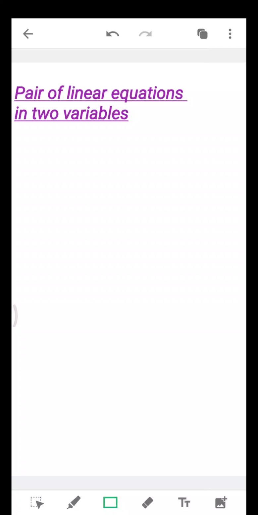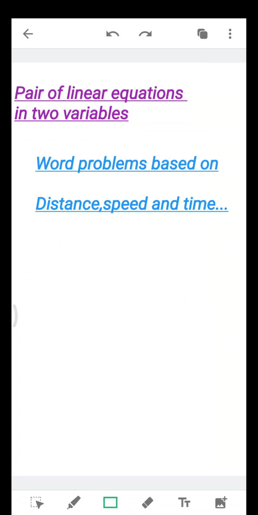In today's session we are going to see the most important concept of pair of linear equations, that is the concept of distance, speed and time. So we are going to solve a word problem and I'll give similar word problems to you for extra practice which are based on distance, speed and time.